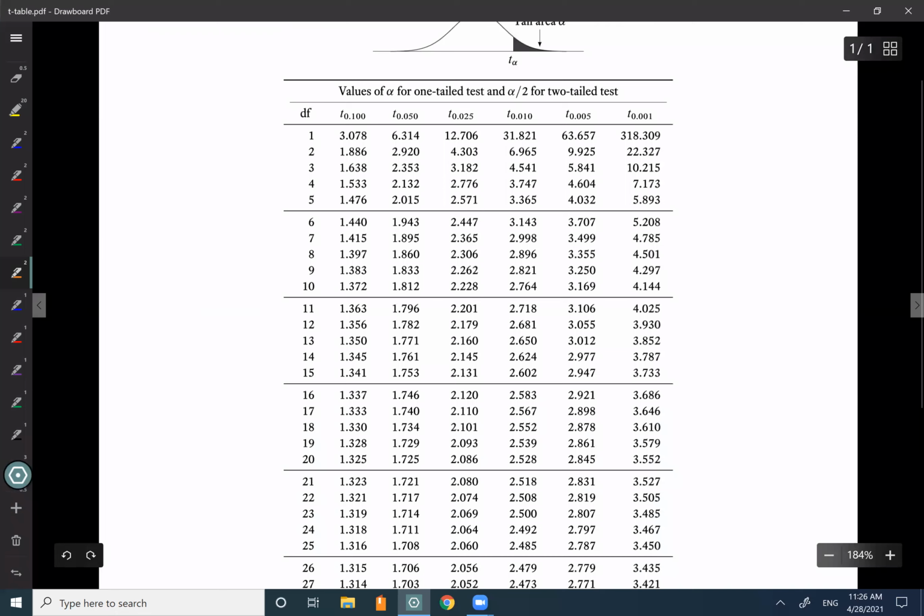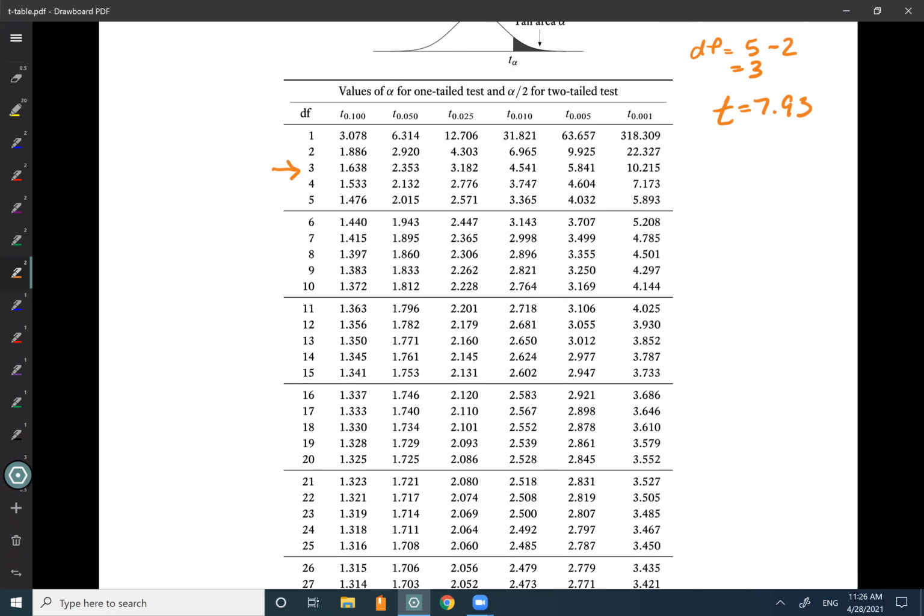Okay, we can then estimate with the t table. So we have to remember our observed t was 7.93, and we want to see where that would fall. So we have 5 customers. Our degrees of freedom is going to be 5 customers subtract 2. So that's going to be 3 degrees of freedom. That's this row here. And we see that 7.93 would fall somewhere between those two.